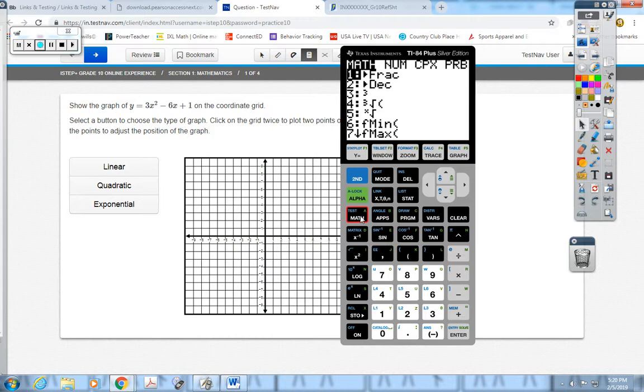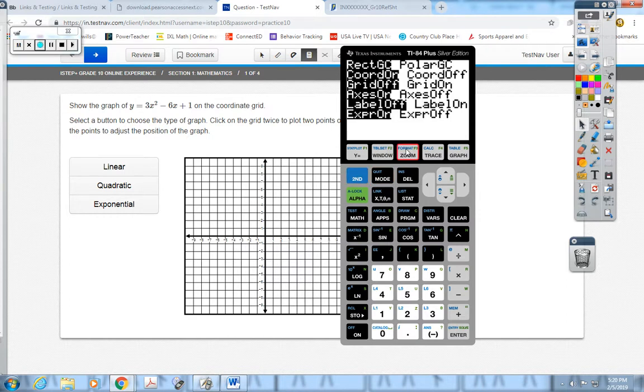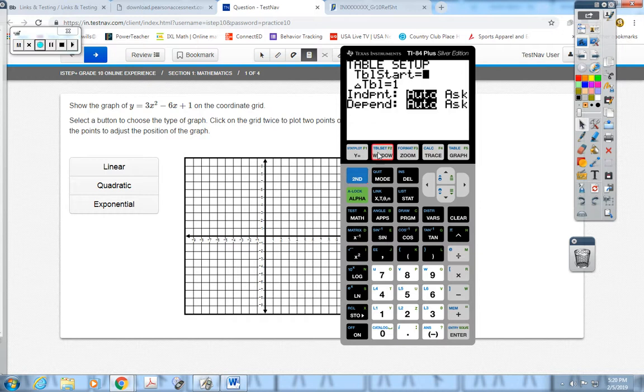okay, hold on a minute, that's not right. Quit that. Okay, so if we go second format, nope, that's not right. I know it's in here somewhere. There it is. Okay. All right.